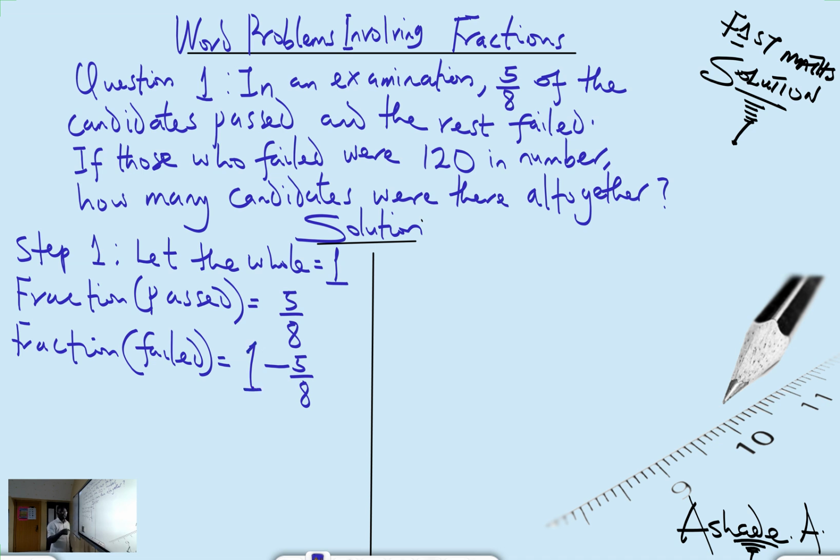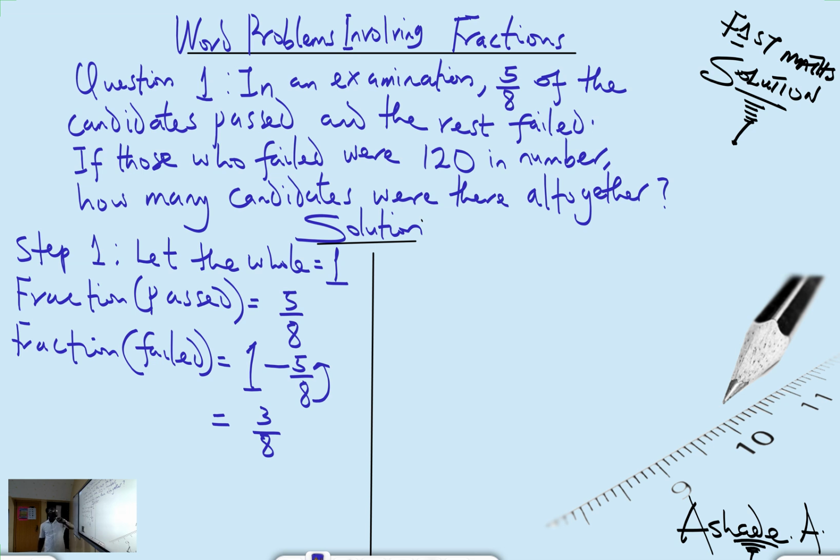In my previous video, I had already taught you magic fraction, how to quickly solve problems like this. So when you have 1 minus 5/8, when you take away 1 from this, that's nothing, that's 0. So you just subtract the numerator from the denominator, 8 minus 5, which is 3/8. So that means 3/8 of the candidates failed.